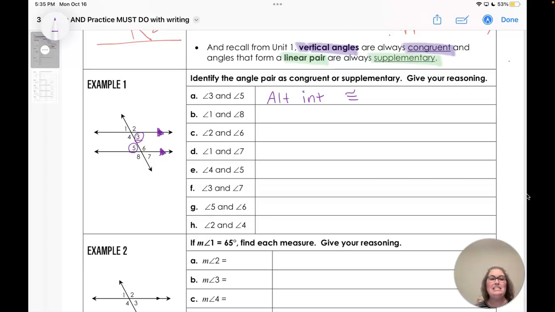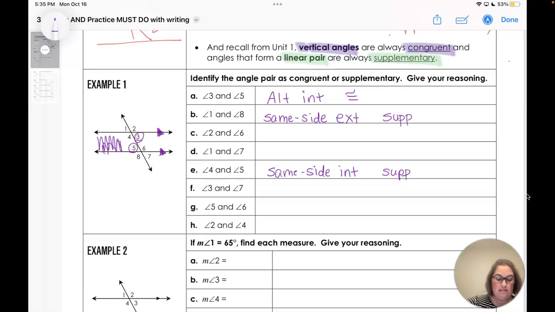Then 1 and 8, they're on the same side of the transversal, and are they interior or are they exterior? Those are exterior because this is the interior right here. So 4 and 5 would have to be our same side interior. We'll put that down here. And same side exterior and interior are going to be supplementary.